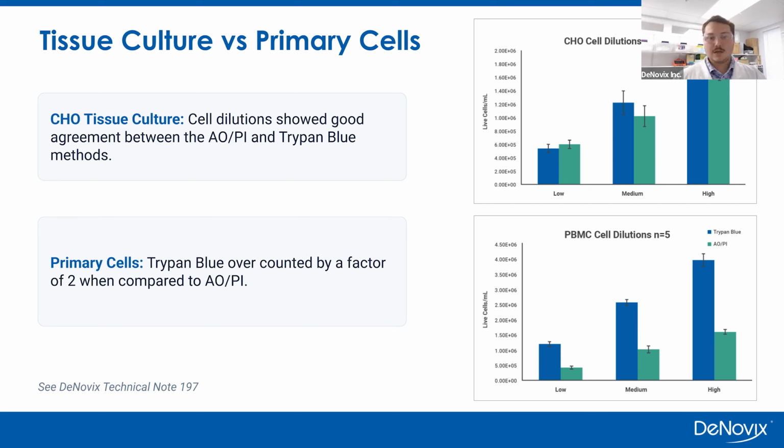So I want to talk a little bit about the data between the two assays and when to use them. So the top graph are CHO tissue culture cells. And as you can see, there is a one-to-one comparison with trypan blue and AOPI. But the bottom graph are primary PBMC samples. And as you can see, trypan blue overcounted by a factor of 2 when you're comparing them to AOPI. And this just means AOPI is a lot more specific.